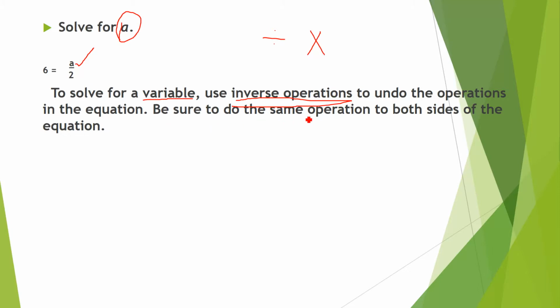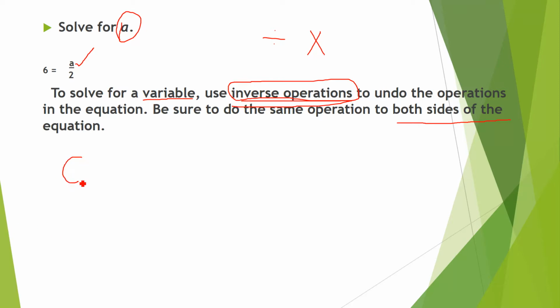Be sure to do the same operation on both sides of the equation. So in these two lines, both sides of the equation and inverse operations, these two things are very important. I will show you what it means here.